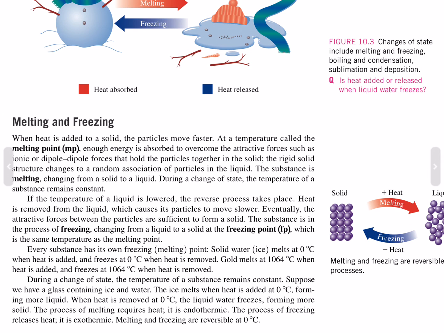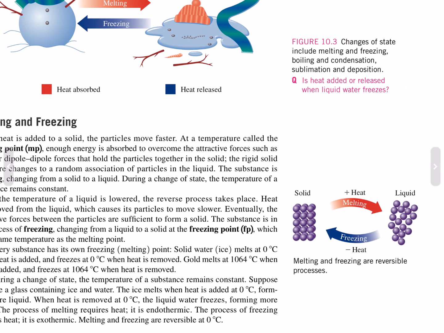Suppose we have a glass containing ice and water. The ice melts when heat is added at 0 degrees Celsius, forming more liquid. When heat is removed at 0 degrees Celsius, the liquid water freezes, forming more solid. The process of melting requires heat. It's endothermic. The process of freezing releases heat. It's exothermic. Melting and freezing are reversible at 0 degrees Celsius. Melting and freezing are reversible processes.